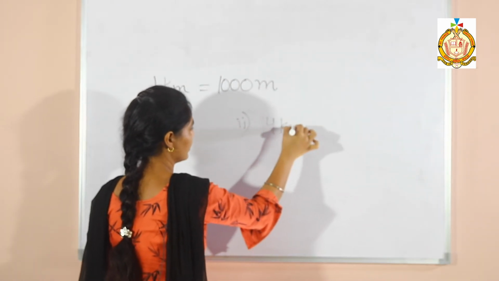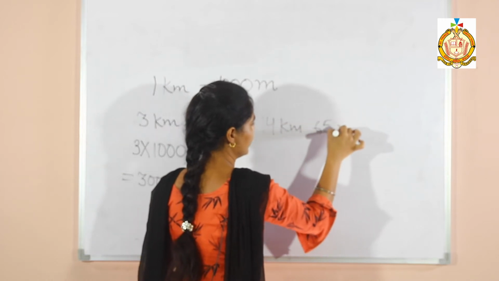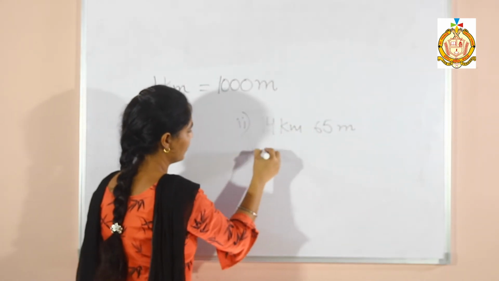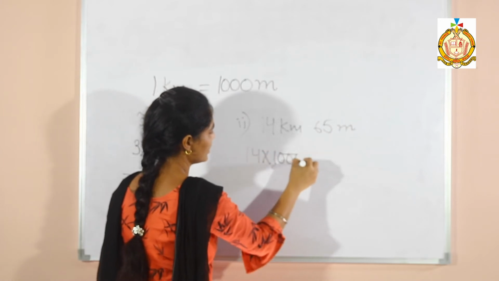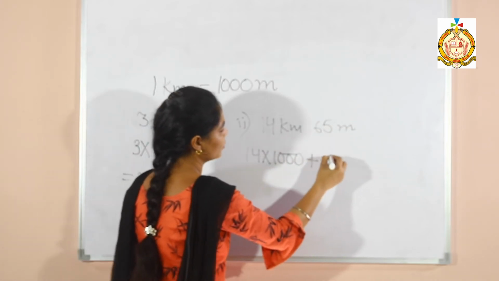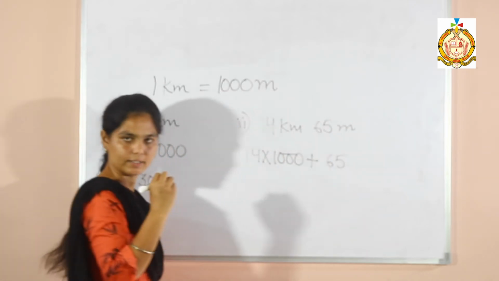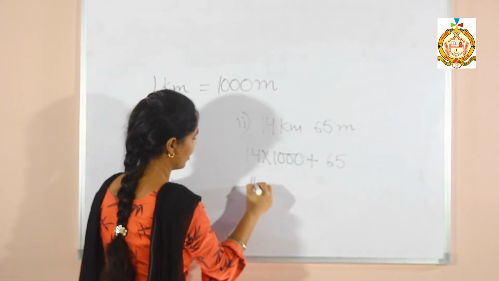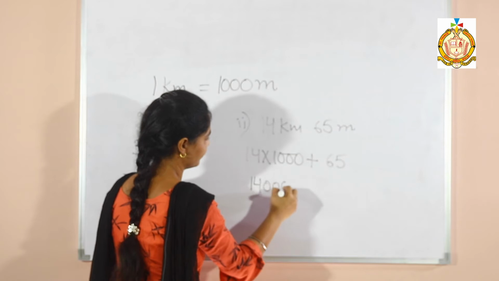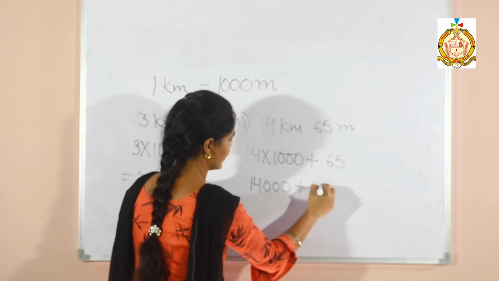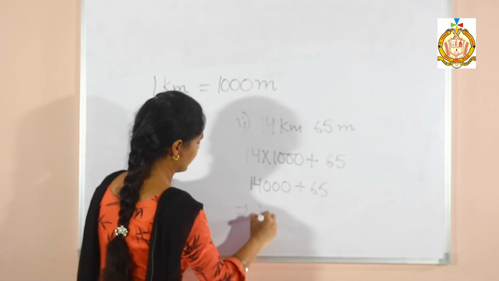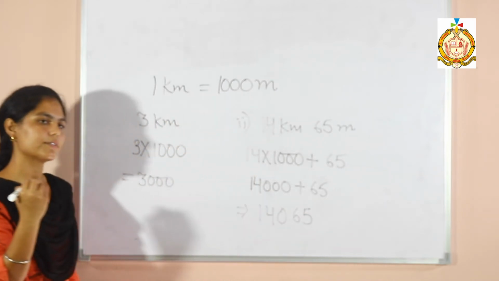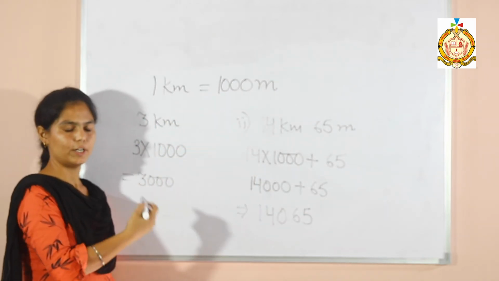Now the second example, 14 kilometer 65 meter. In the same way, multiply the number of kilometers with 1000 and add it to the number of meters. It becomes 14,000 plus 65. It becomes 14,065. In this way you can convert kilometers into meters.